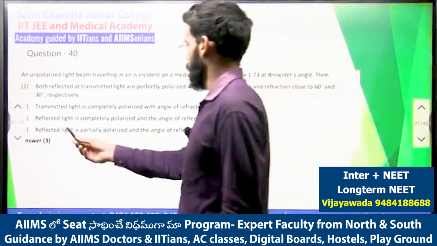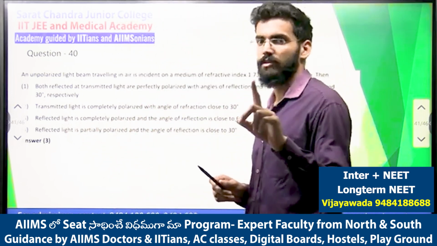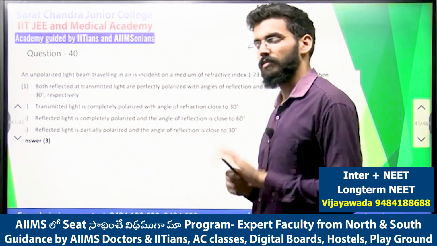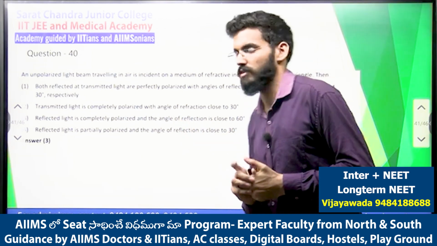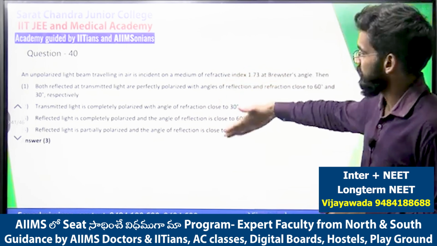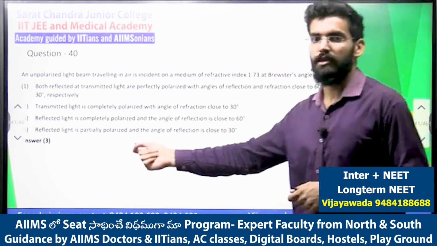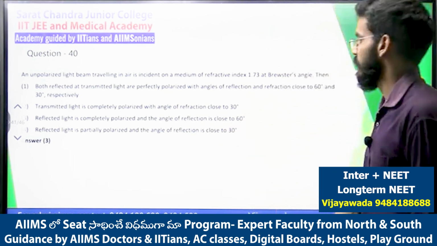So here the third option will satisfy. Reflected light is completely polarized, that we have studied in Brewster's angle, and the angle of reflection is close to 60 degrees. That is correct. So here I think all the other three options are 30, 30, 30. There only it got rejected. You don't have to go into whether reflected is polarized or what is polarized. Go with the angle only. By that only you get the third option.